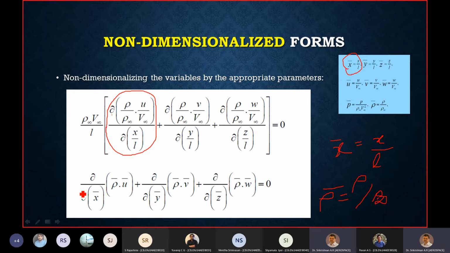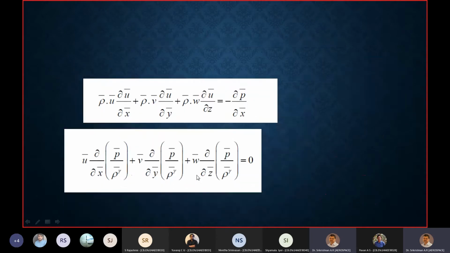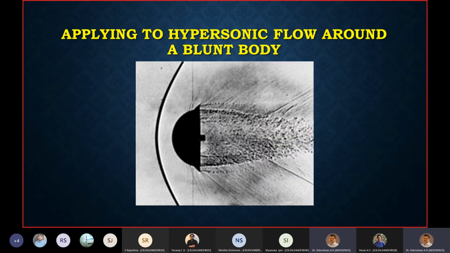Using that notation, I transform this equation as dou by dou of x bar, rho bar, u bar, etc. So this is a non-dimensionalized form of the conservation equation for mass, the continuity equation. And similarly, I'm not going to repeat the whole thing, the momentum equation in the x direction. By the same approach, u is replaced by u by u infinity, rho replaced by rho by rho infinity, p replaced by p by half rho infinity v infinity squared, as we have seen. And similarly for the energy equation also.